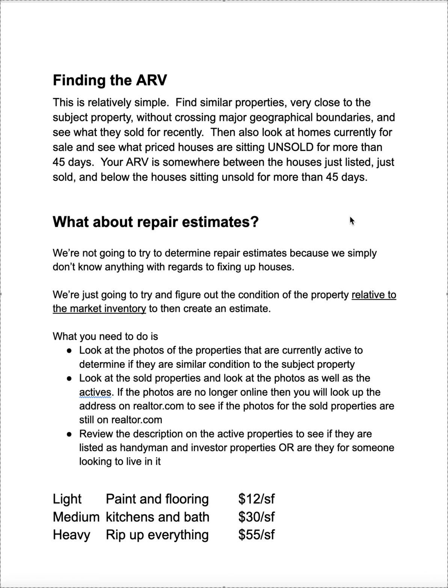So if you have houses that sold for 85,000 and houses currently listed for sale for 95 and 100,000, and the 100,000 ones are unsold for 35, 40, 50, 60 days, 100,000 is too high. But then you see that other houses were selling for 85 or 90. So your ARV is going to be in that 85 to 90 range. Don't think that just because houses are listed for more, they're actually selling. That $100,000 house is probably going to end up selling for 85 or 90. So it's very important, when you're looking at current listings, to see how long they've been on the market.